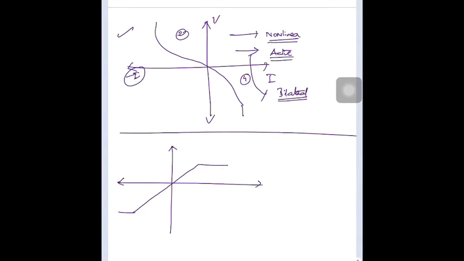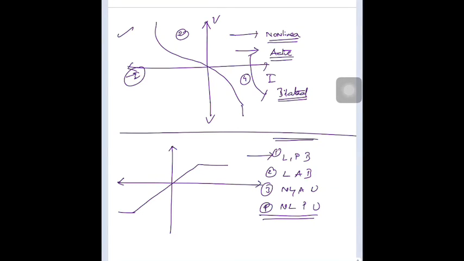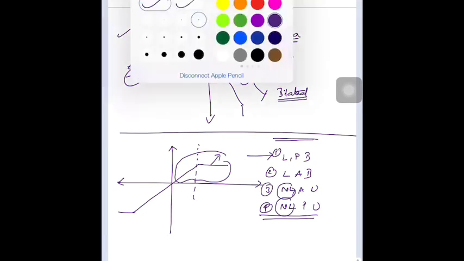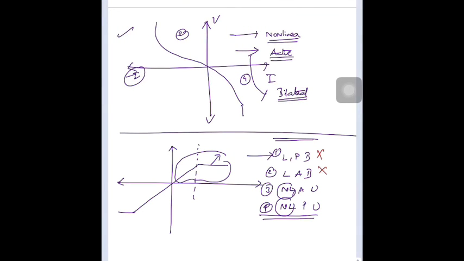The static VI characteristics, please comment about the graph. Option 1, linear, passive, bilateral. Option 2, linear, active, bilateral. Option 3, non-linear, active, unilateral. Option 4, non-linear, passive, unilateral. Here you can see that the relation satisfies V equal to I up to a certain limit, but after that V is not proportional to I, it becomes constant. So this element is overall non-linear. So options 1 and 2 are wrong.